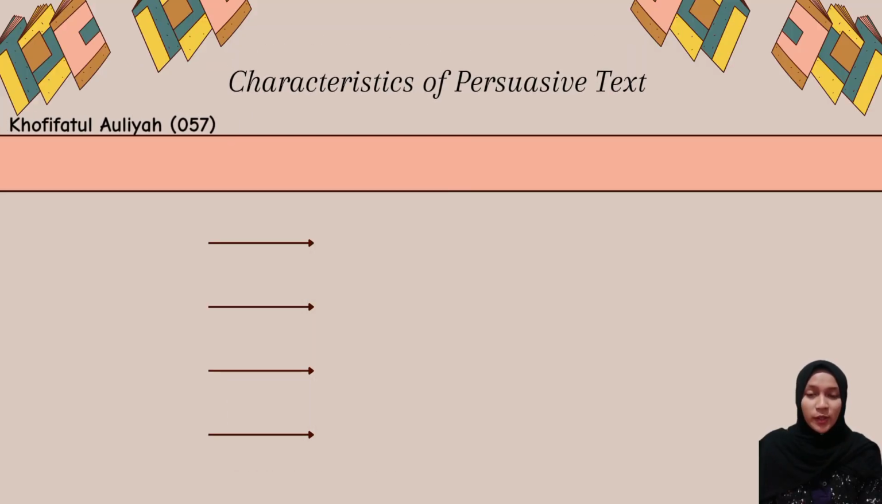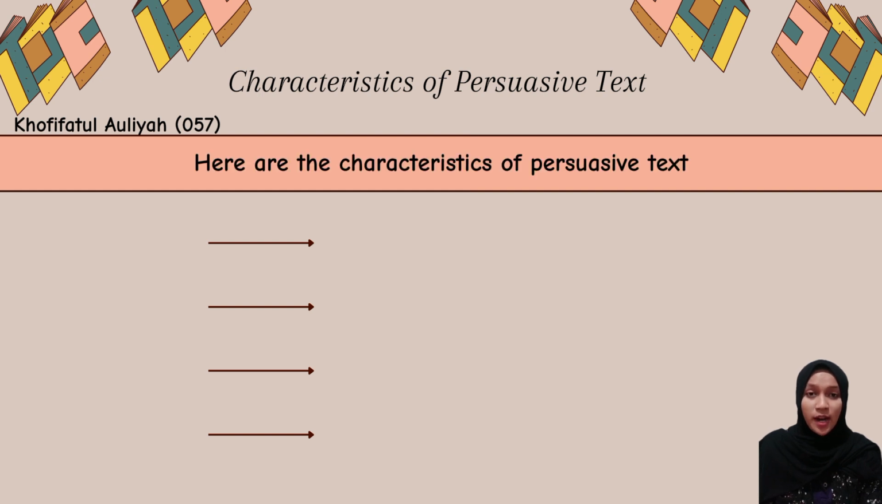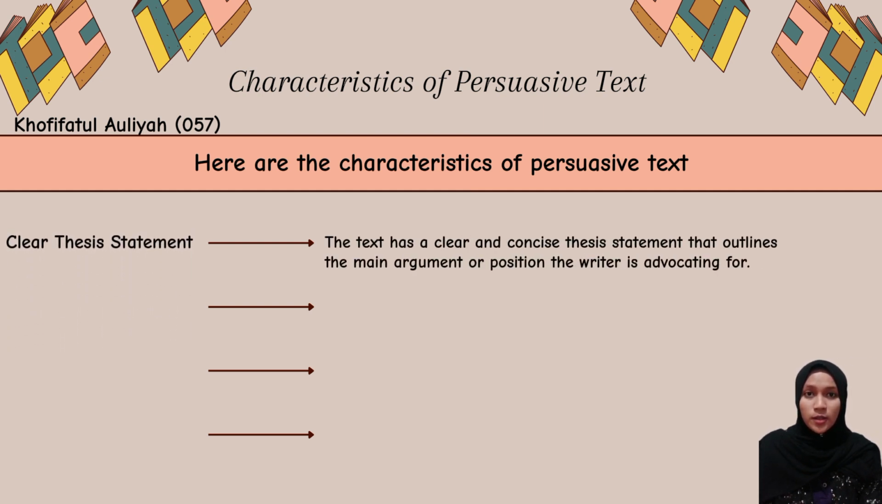I will explain the characteristics of persuasive text. Here are the characteristics of persuasive text. First, clear thesis statement. The text has a clear and concise thesis statement that outlines the main argument or position the writer is advocating for.